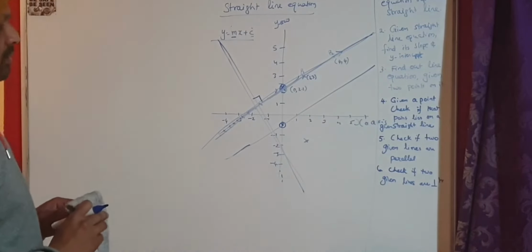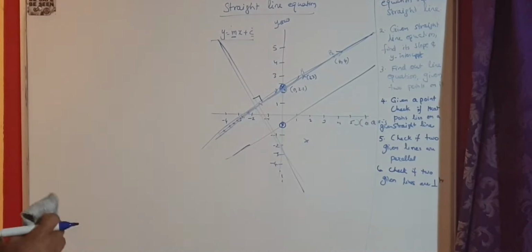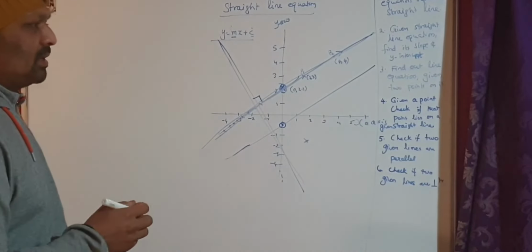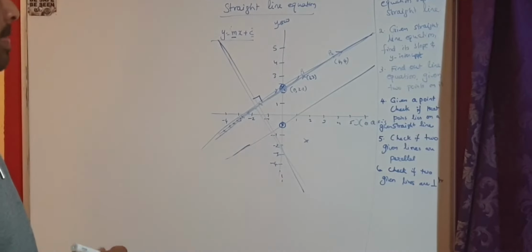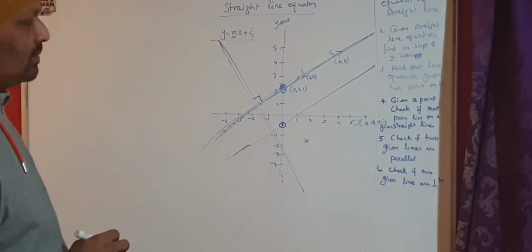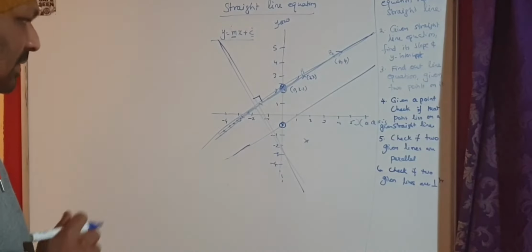Okay, so what next? We found out the slope, we found out the y-intercept, given two points we found out the line equation, and given a point, we checked if that point lies on the straight line or not. Okay, the next one.